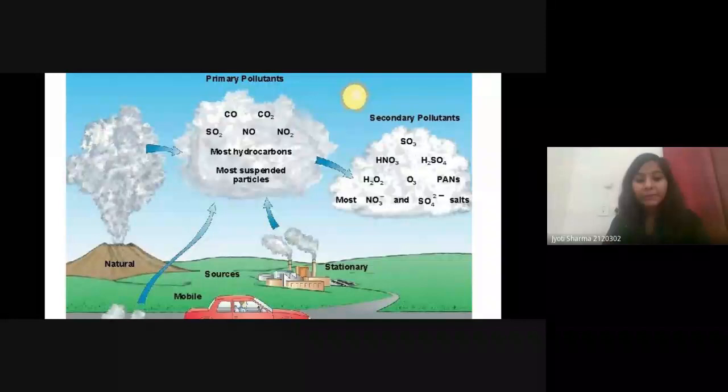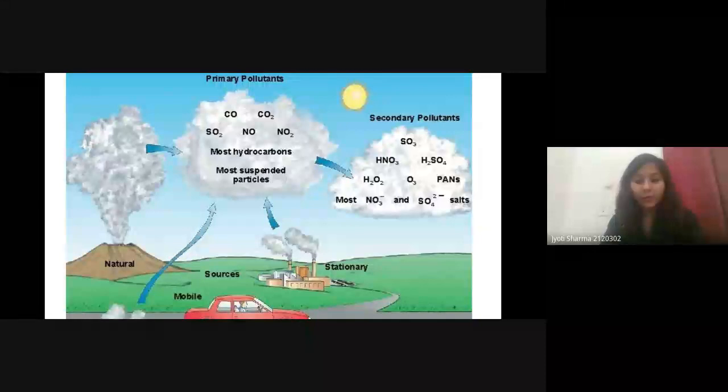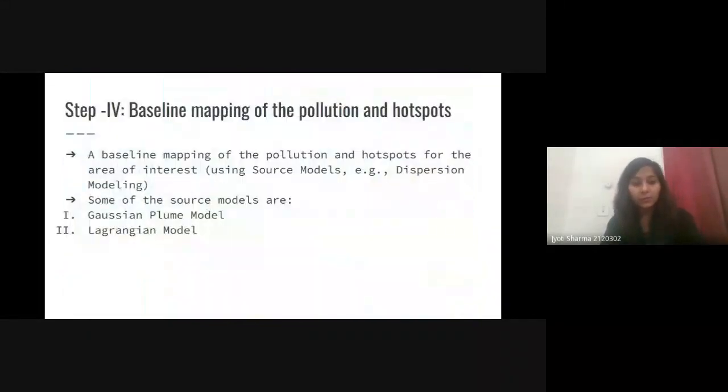Here you can see the primary pollutant and the secondary pollutant. Pollutants directly emitted from some sources are the primary pollutants. They may react by themselves, or react with another species in the atmosphere, and then they form different compounds, and these compounds are known as the secondary pollutants. These secondary pollutants can only be estimated using some models. Okay, so this was the third step.